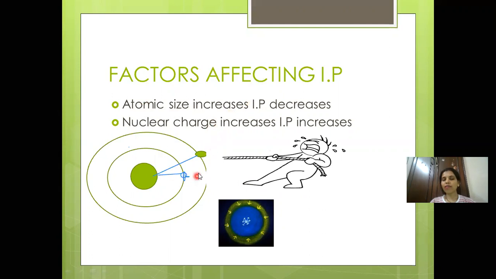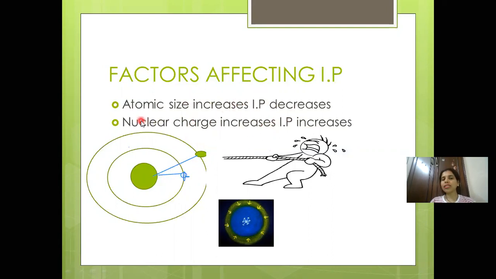Okay, so I hope you have understood with this figure, because atomic size is indirectly related to the nuclear charge. When atomic size is increasing, the electron is moving away from the nucleus, so the nuclear pull is decreasing. So increase in atomic size leads to decrease in nuclear pull, and because of that the IP also decreases. So IP and nuclear charge are directly proportional, and IP and atomic size are inversely proportional. I hope this is clear till here, whatever I have said.